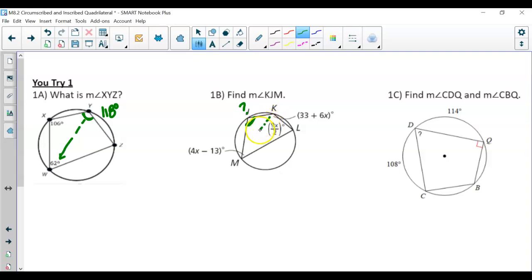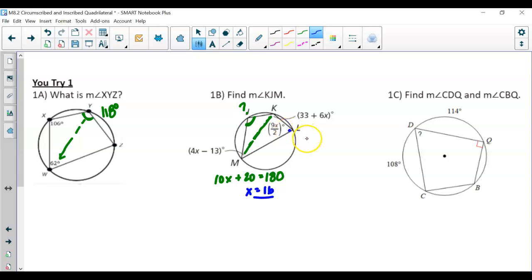So you needed to first use angles K and M. Add them up. So 10X plus 20 is equal to 180. So then when you solve this equation, subtract your 20, divide by 10, you get X is equal to 16. Now we can't do anything yet with angle J, right? First we need angle L.